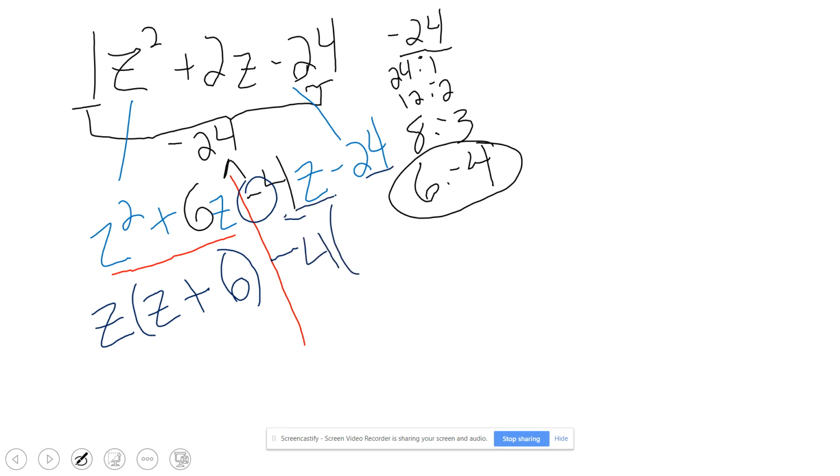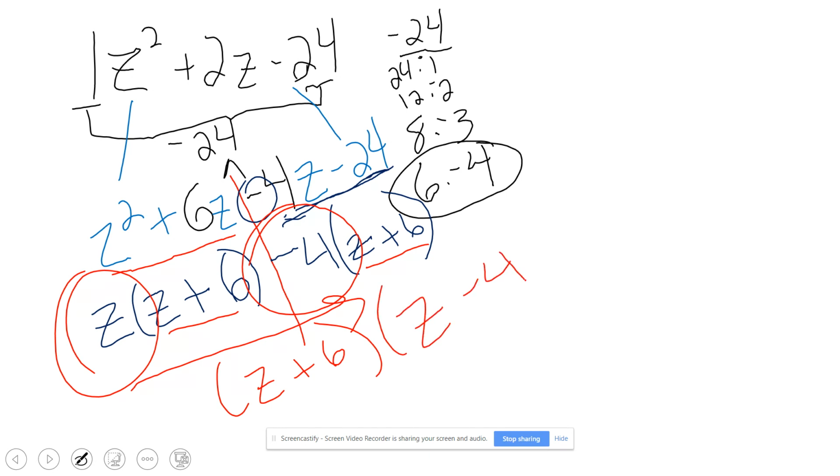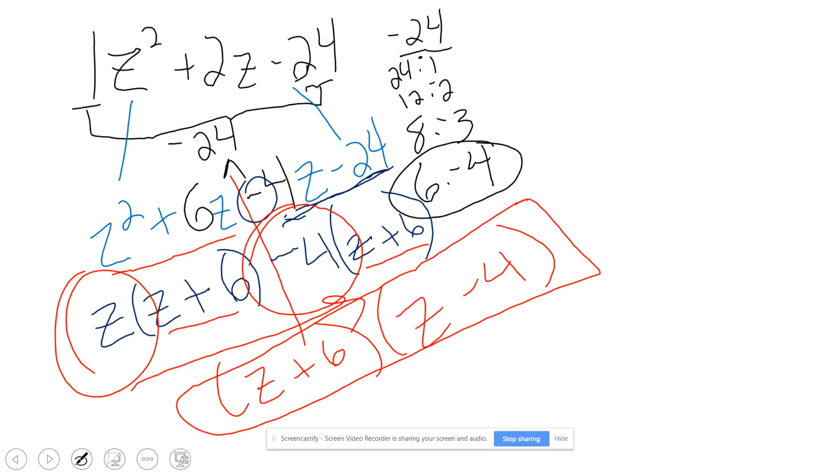Remember, we're dividing this right side by negative 4. So negative 4z divided by negative 4 is z. Negative 24 divided by negative 4 is positive 6. So here we are. We know that we're on the right track because of the z plus 6. And then the stuff that we pulled out from the beginning, going from left to right, is z minus 4. And this is factored form.